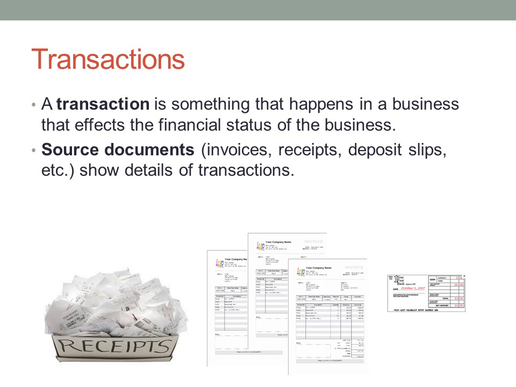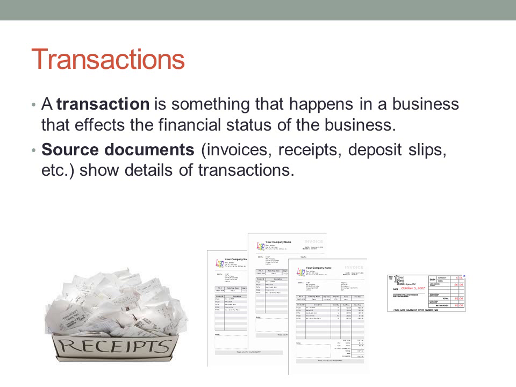How do you know about transactions? Well, a lot of times you find out as an accountant because you receive source documents. Like, for example, shown here are receipts, invoices, deposit slips. And these would tell you the date of the transaction, the amount of the transaction, who is involved, the from and to people, customers or vendors, etc. So source documents show details of transactions.